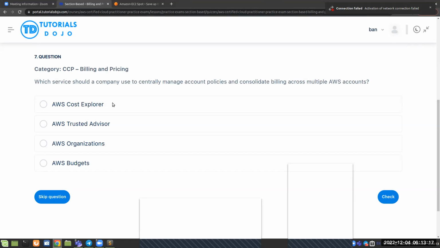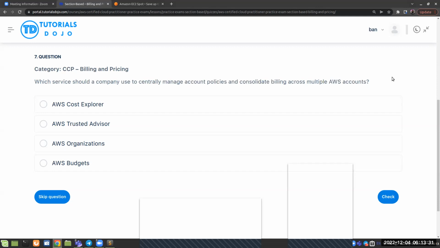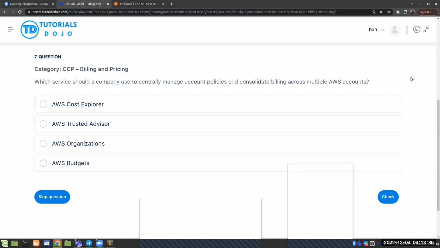Yeah, so Guada, this is for you. Which service should a company use to centrally manage account policies and consolidate billing across multiple AWS accounts? So what's important in this question? What's the key phrase? Centrally manage account policies and consolidate billing across multiple accounts.